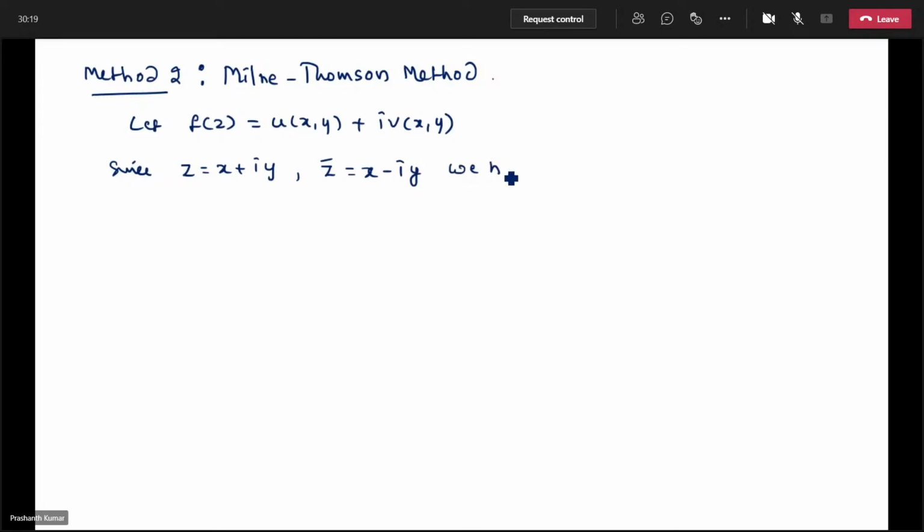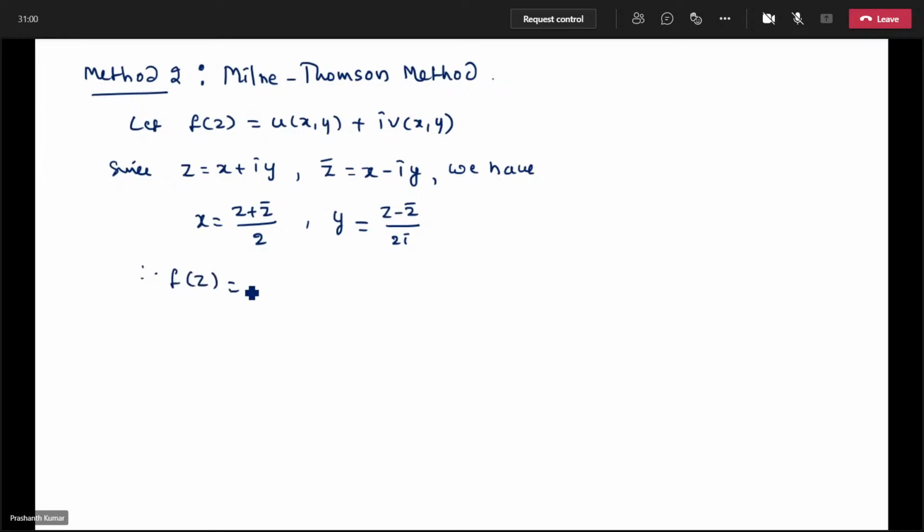So we have, from this one, x is equal to what? How will you write it in terms of z? That is (z plus z conjugate) by 2. You see, this is the real part of x. Similarly, y is equal to what? y is equal to (z minus z conjugate) by 2i. So you divide this one, then you will get this y. So this value I am substituting in the given function.